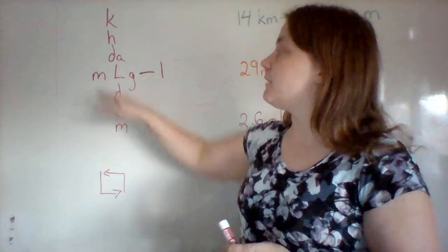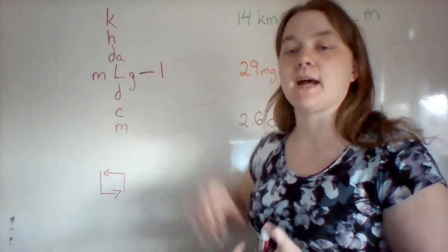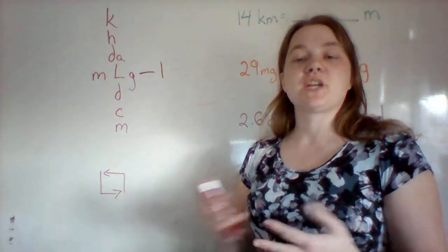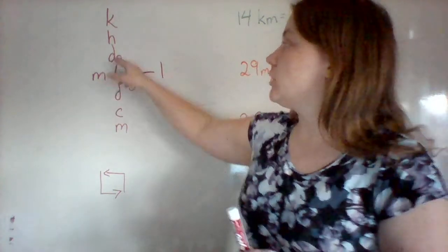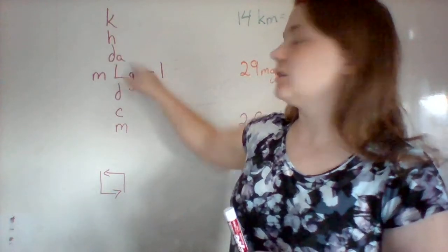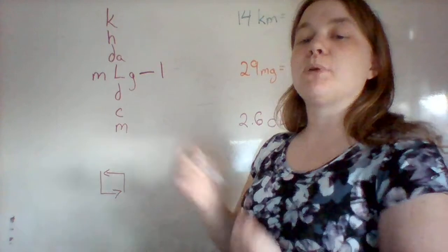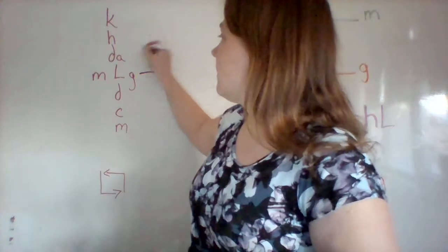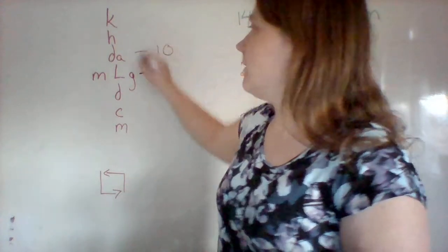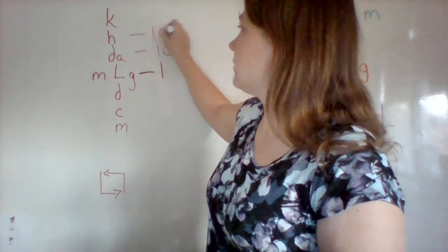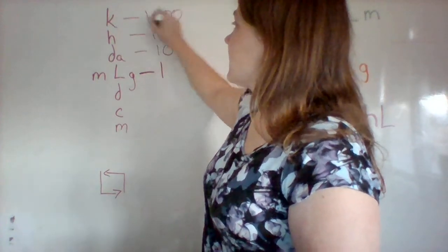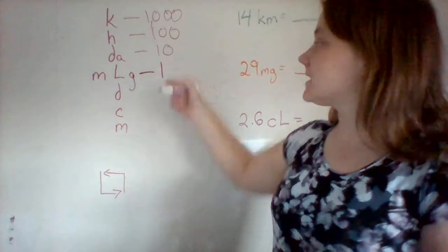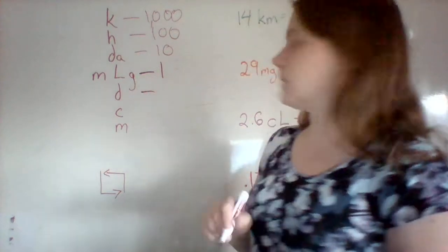And when you put them in front of meters, liters, grams, the number will be adjusted. So, deca could be decameter, decaliter, decagram. And when you put deca in front of something, that makes it 10. Hecto is 100. Kilo is 1,000. And then it gets smaller going this way as well.